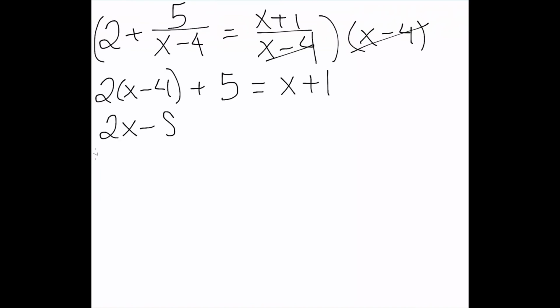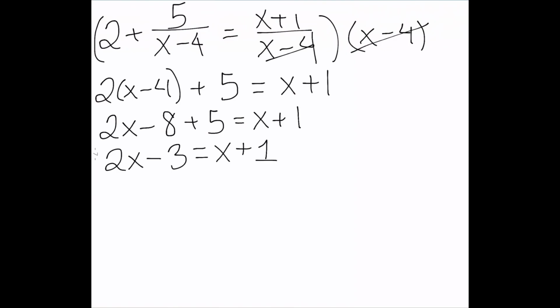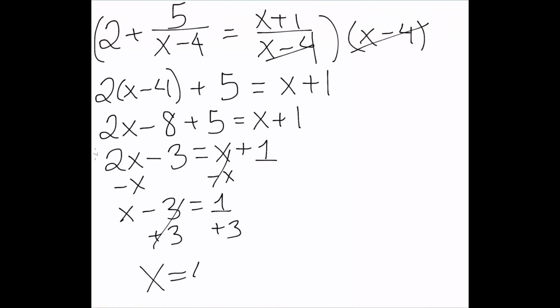That gives me 2x minus 8 plus 5 equal to x plus 1. Or 2x minus 3 equal to x plus 1. I can subtract x from both sides. That gives me x minus 3 is equal to 1. I then add 3 to both sides to get x equal to 4. And like I said before, it is essential that we double check these answers.